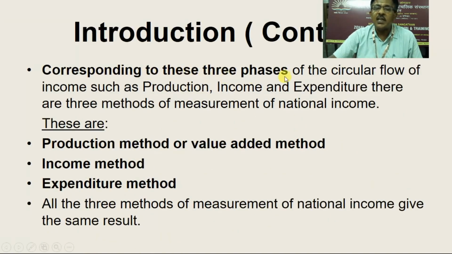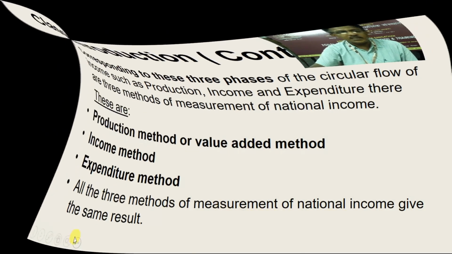Corresponding to these 3 phases of the circular flow of income, such as production, income, and expenditure, there are 3 methods of measurement of national income. These are the production method or value-added method, the income method, and the expenditure method. All the 3 methods of measurement of national income give the same result.